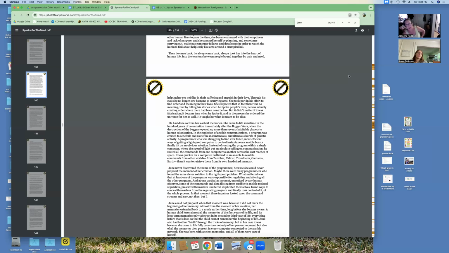Jane could not pinpoint when that moment was because it did not mark the beginning of her memory. Almost from the moment of her creation, her memories extended back to a much earlier time, long before she became aware. The human child loses almost all its memories of the first years of its life, and its long-term memories only take root in its second or third year of life. Everything before that is lost, so the child cannot remember the beginning of life. Jane had lost her birth through the tricks of memory, but in her case, it was because she came to life fully conscious, not only of her present moment, but also of all the memories then present in every computer connected to the Ansible network. She was born with ancient memories, and all of them were part of herself.